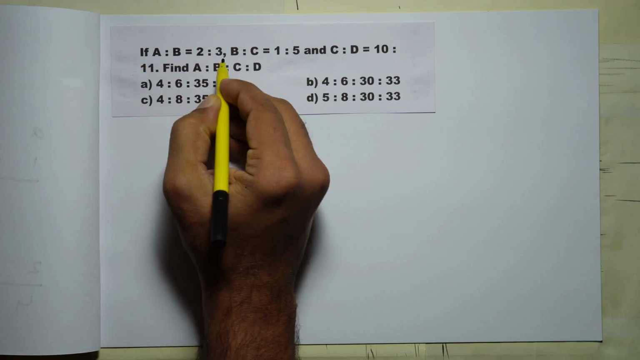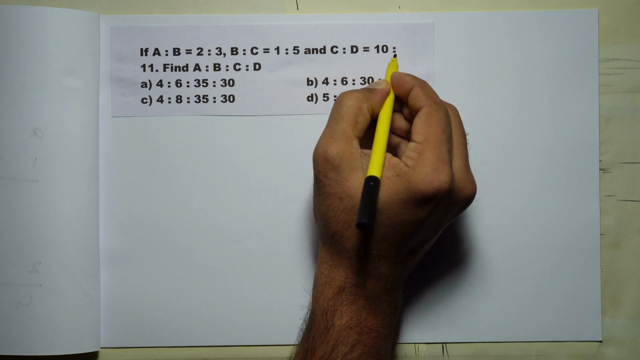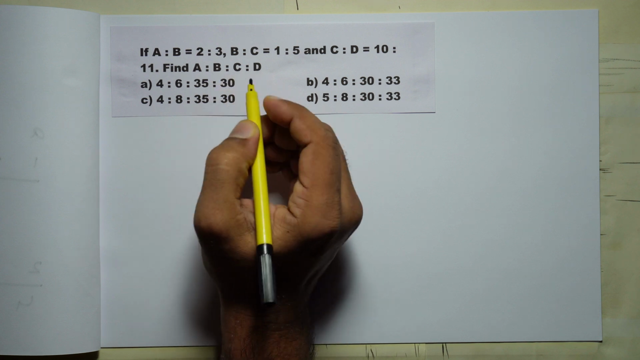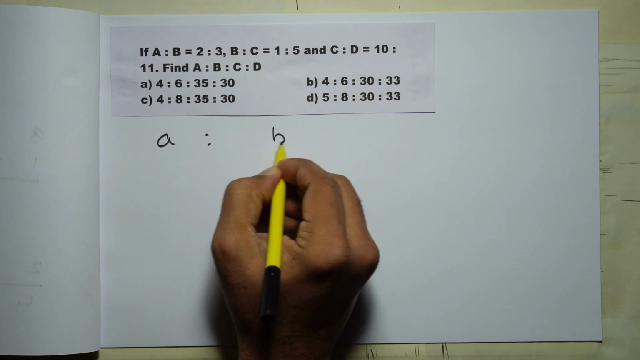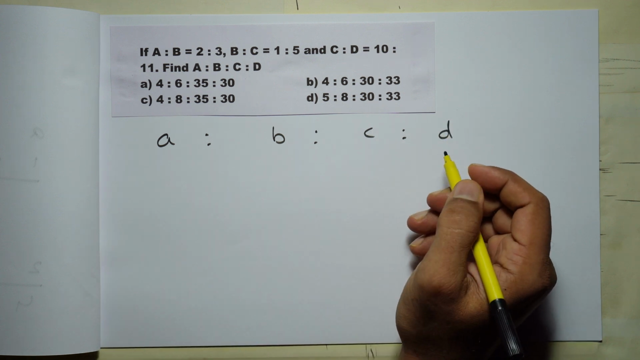If A is to B is 2 is to 3, B is to C is 1 is to 5, and C is to D is 10 is to 11. Find A is to B is to C is to D. So we must find the combined ratio.